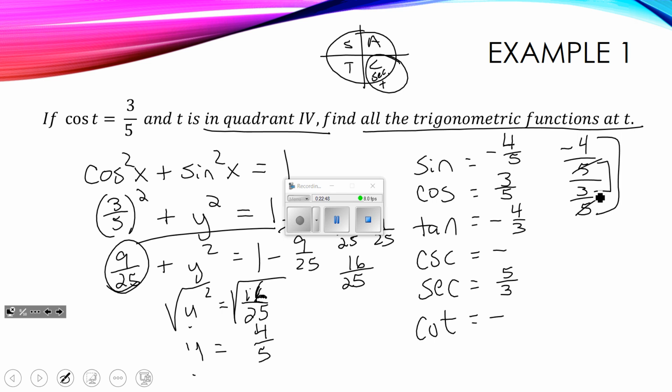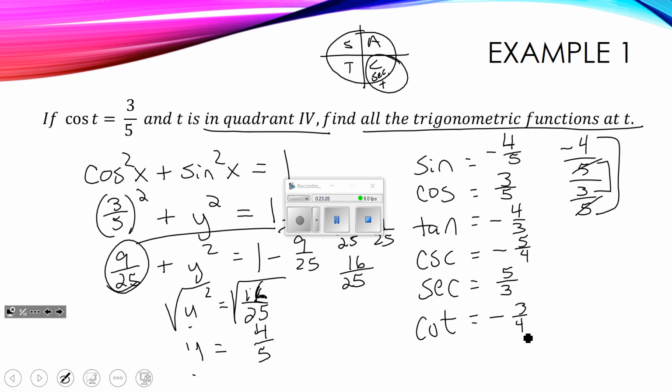We know cosecant is the reciprocal of negative 4/5. So what would it be? Negative 5 over 4. Just flip it. You don't have to rationalize or anything because there's no square roots. We've already got the secant. We know cotangent is the reciprocal of the tangent, so it's going to be negative 3 over 4. Any questions on that? Right, unless it's got a radical in the denominator. Then you have to rationalize it.